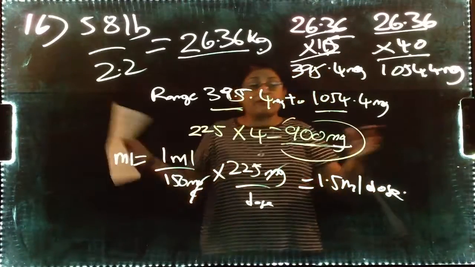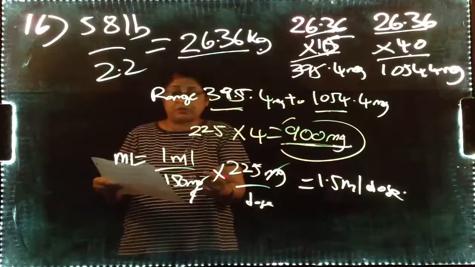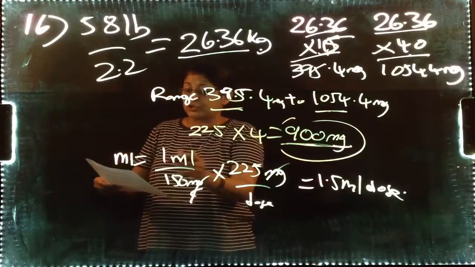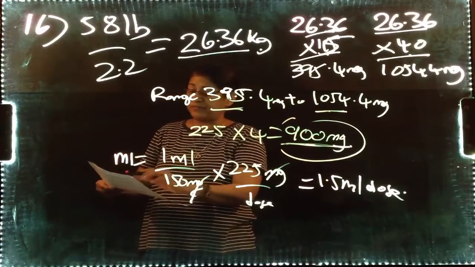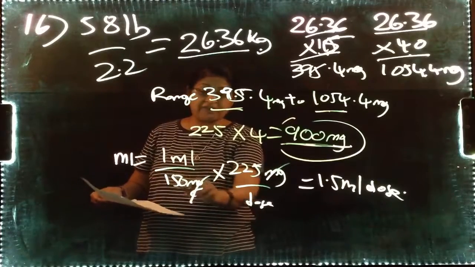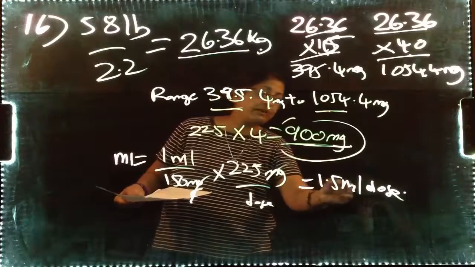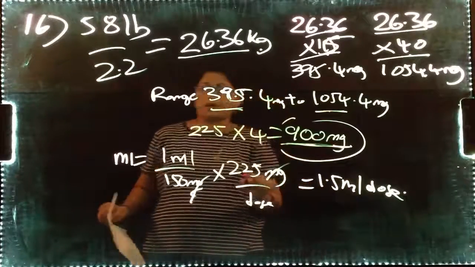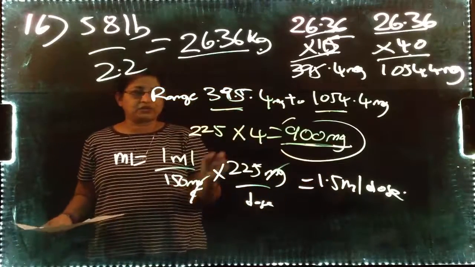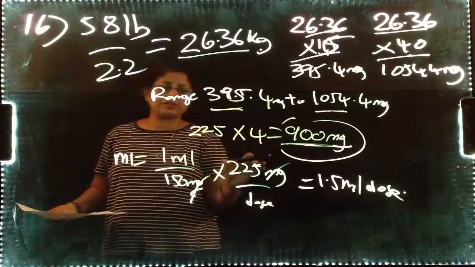So now how much will I give? You know how much you're supposed to give. You're supposed to give in mLs. So you're supposed to do one mL of 150 milligrams because that's what you have at hand. And you're supposed to give them 225 milligrams. So it's 1.5 mL per dose. Any questions? Please let me know. We are going to continue doing the rest of the problems.